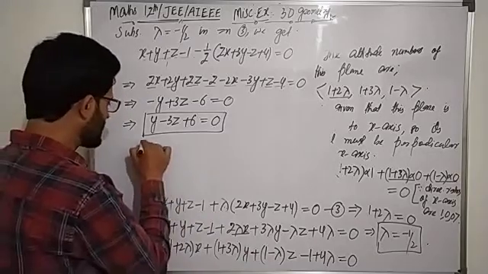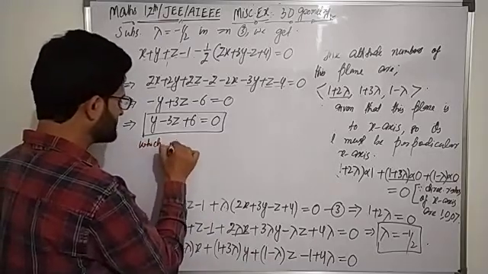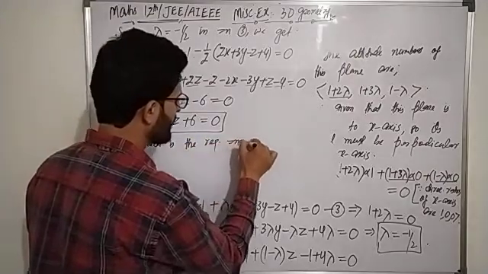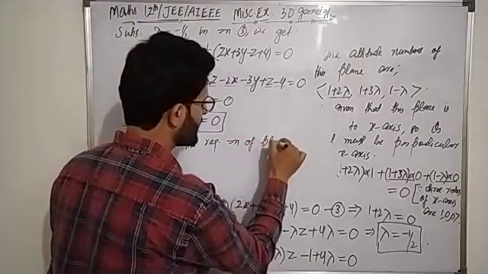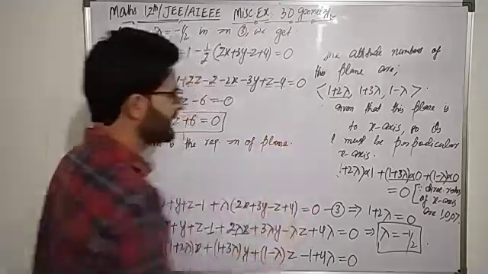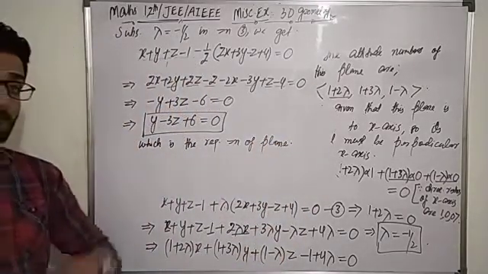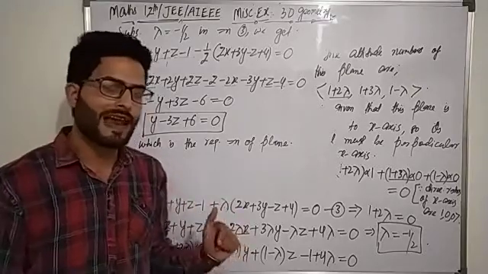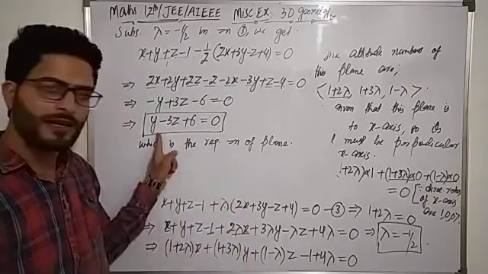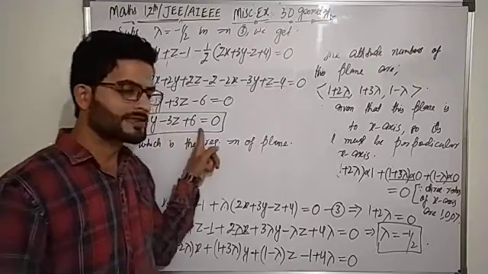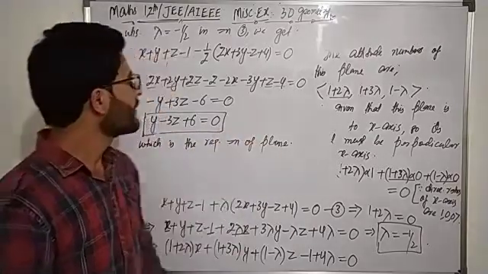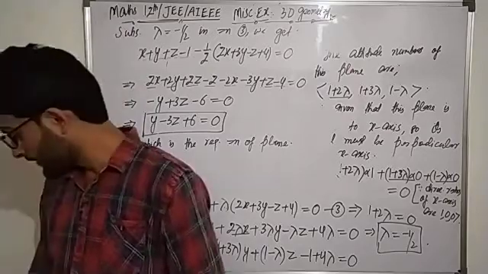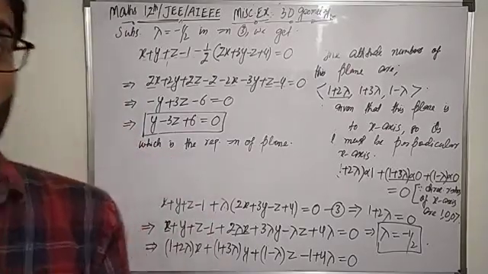So which is the required equation of plane? So the equation of that plane which is passing through the line of intersection of planes first and second and is parallel to x-axis must be y minus 3z plus 6 is equal to 0. And that's all about question number 15.